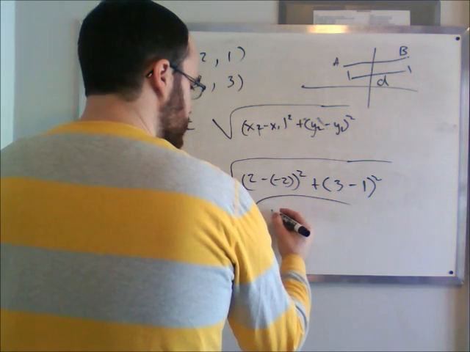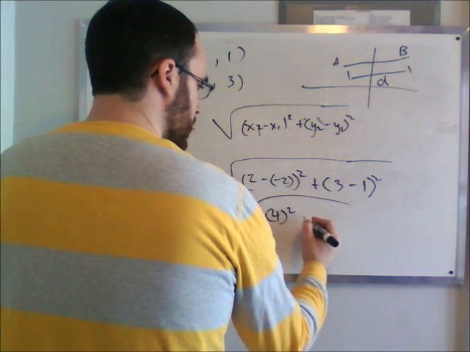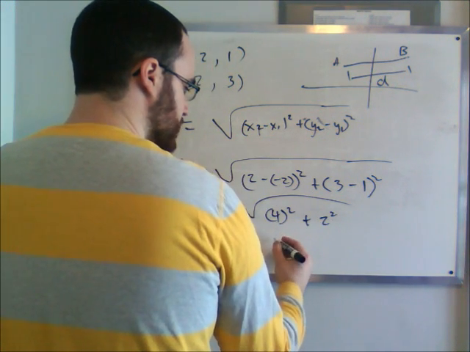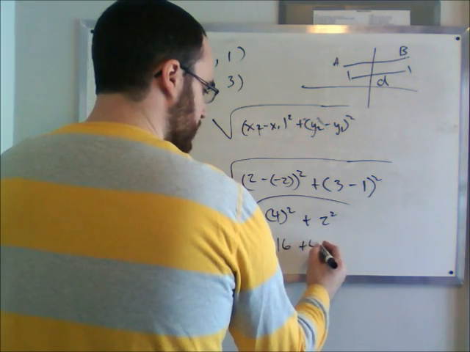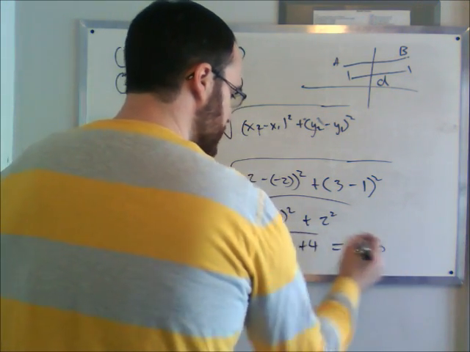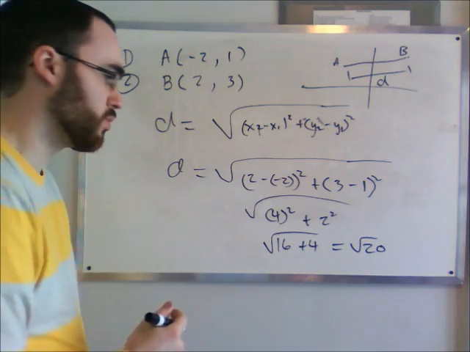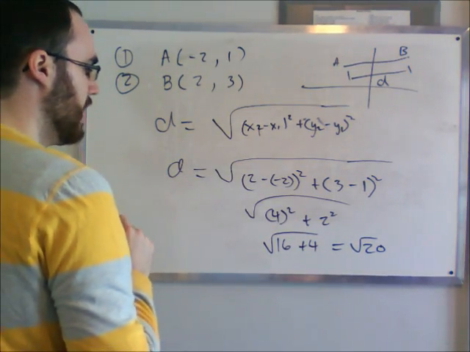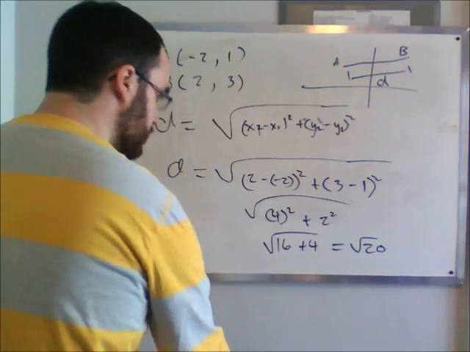2 minus minus 2 becomes 4 squared, plus 3 minus 1 is 2 squared. So 4 squared is going to be 16 plus 4, all square rooted. So this is going to be root 20. I'm just going to leave it as the root. You can type it into your calculator if you want to find out what it is. But that's the length between there. And that's how we use the distance rule.